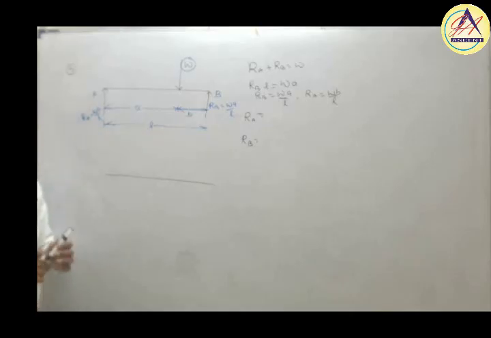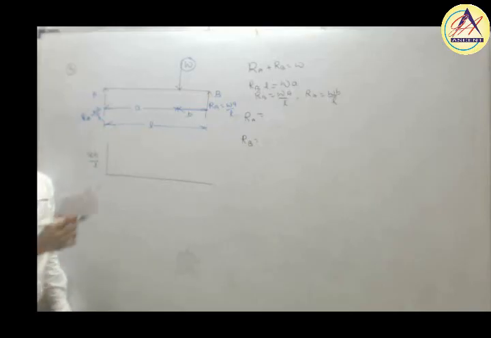What does this mean? RA is acting upward, and left side upward is positive. The magnitude is WB by L, so this becomes a vertical line in the shear force diagram whose magnitude will be equal to W into B by L.